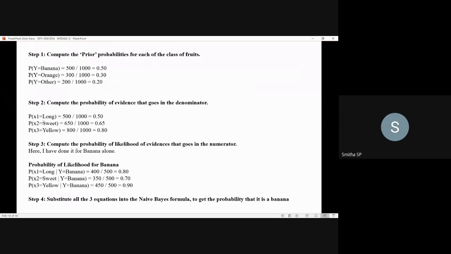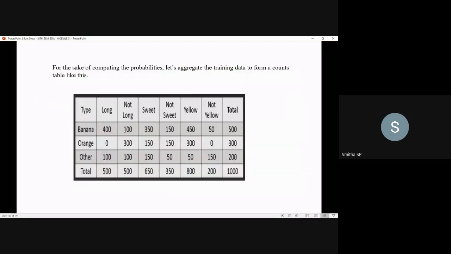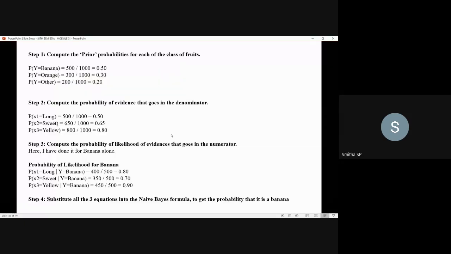So what are the x variables? They are nothing but the features you have to predict the y variable. So what are the features they have given here? Long, sweet and yellow. So these are considered as the x variables. Now you have to calculate the probabilities. The number of fruits you have is 1,000. Among that, for the long feature, if you look in the table, the value for long is 500. So now you calculate this probability: 500 by 1,000, you will get the probability as 0.50.